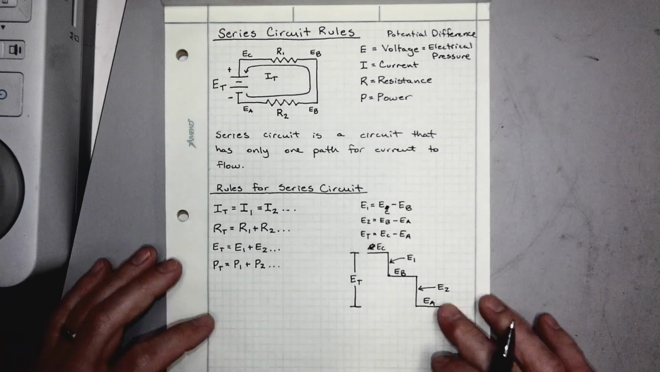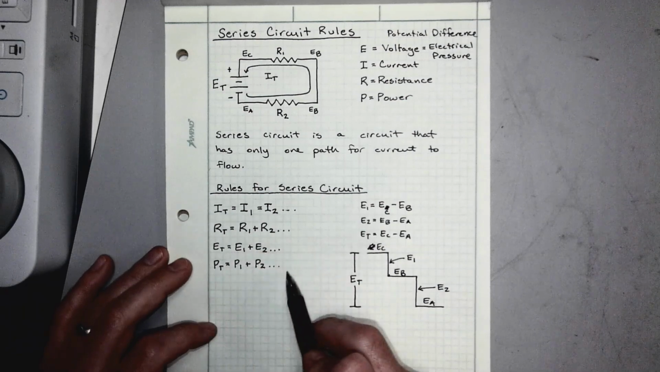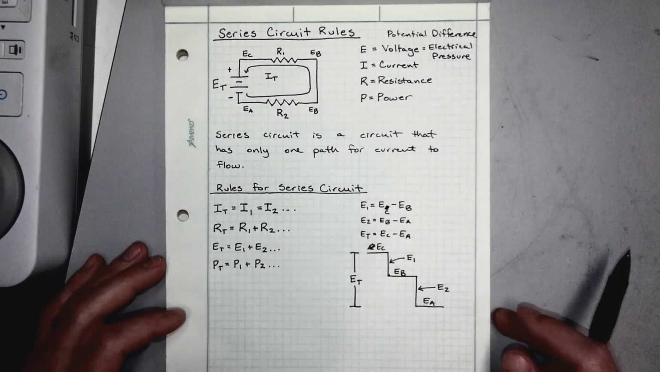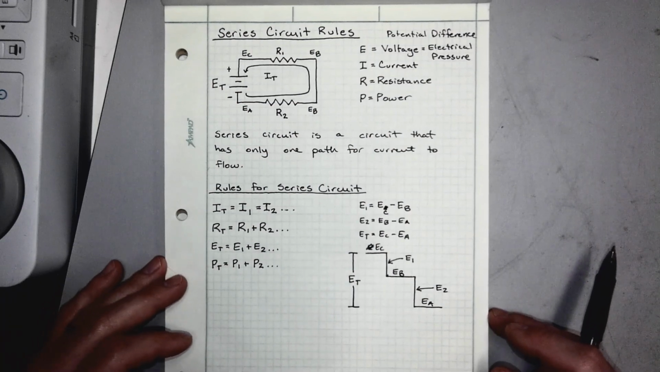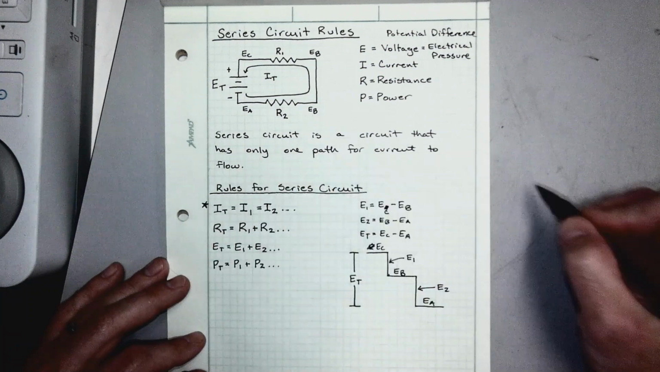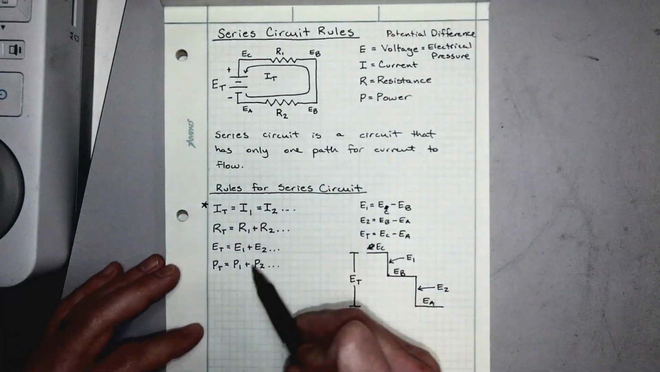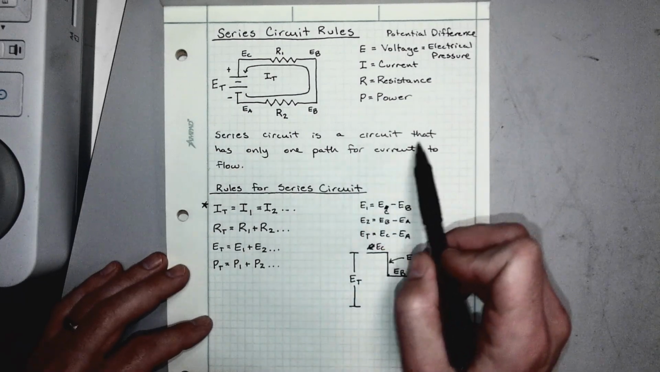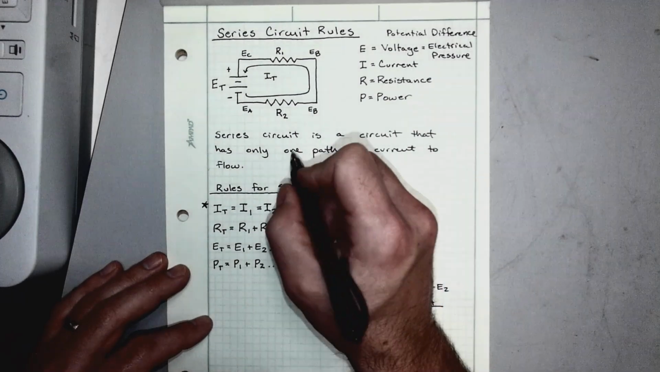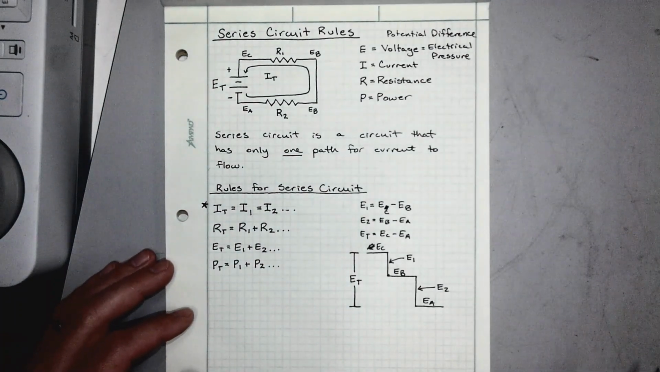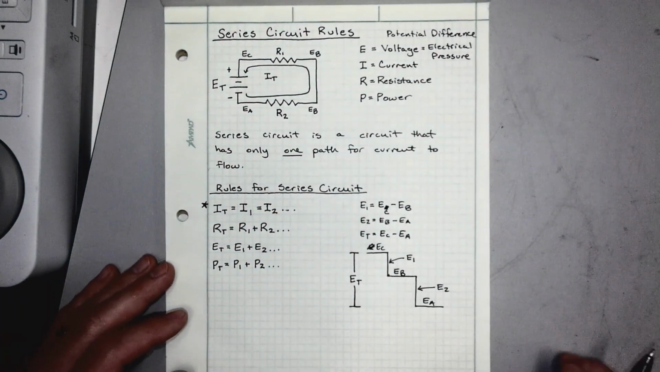So the takeaway here is that these are the rules for the series circuit, and we are going to use these extensively throughout the class in solving series circuits. These are the things you need to commit to memory. So if we're studying at home, this is what we need to be focused on, and this definition, right? A series circuit is a circuit that has only one path for current to flow. If you see multiple paths for current to flow, it is not a series circuit. All right?